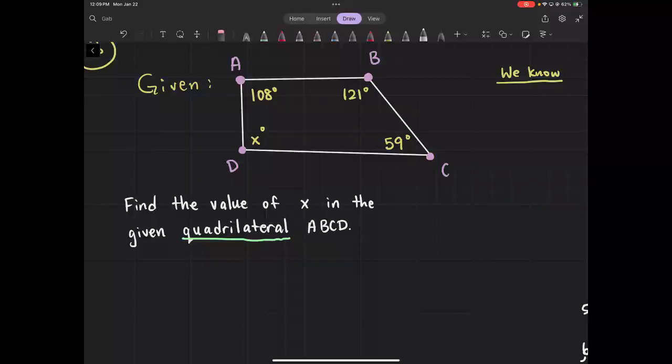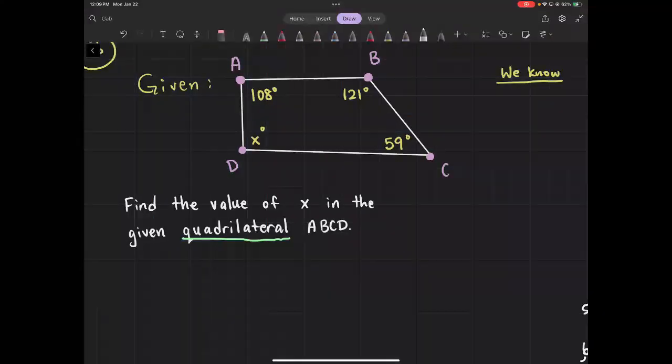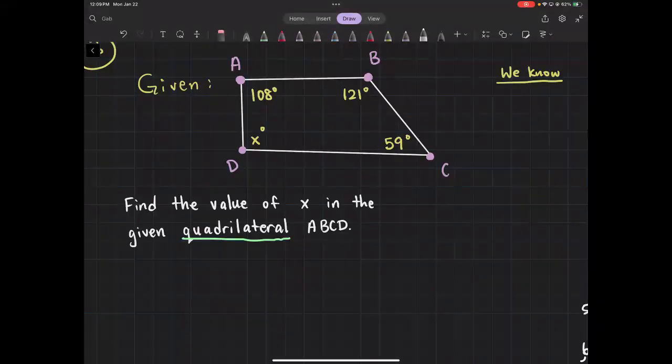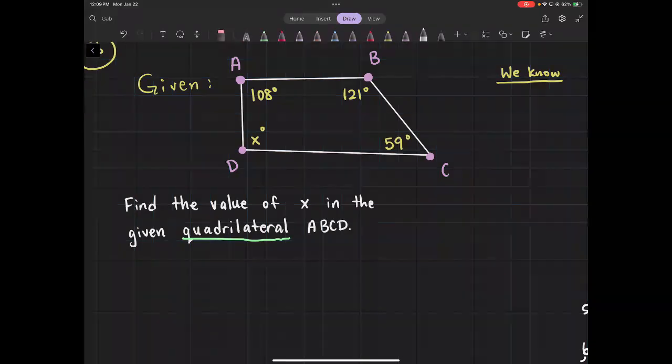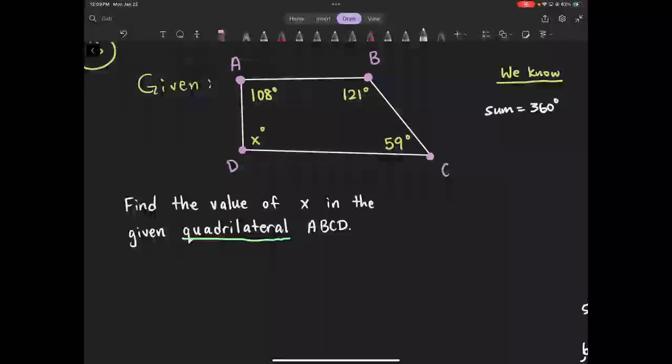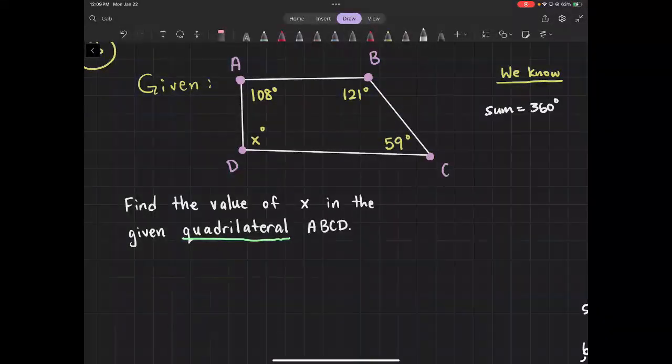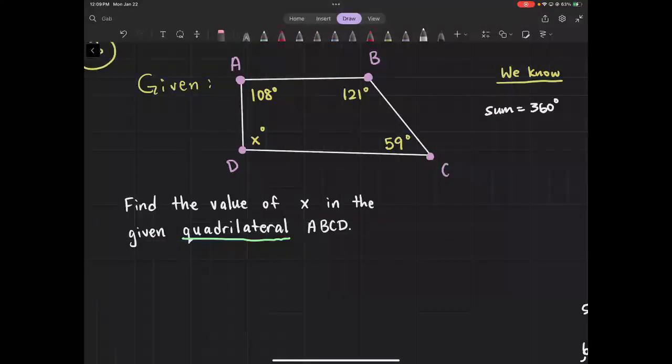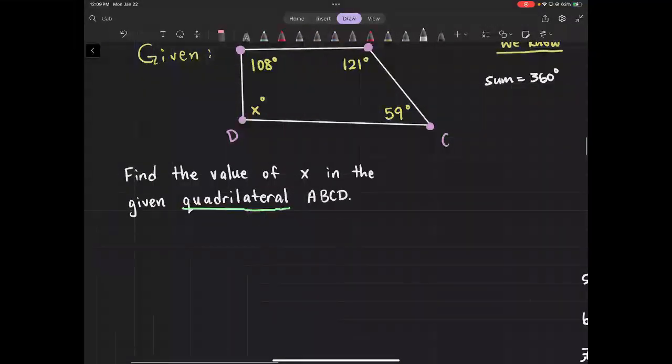Quadrilateral. What are the sum of the angles in a quadrilateral? 4 sides. 360. Okay, so you're gonna add up all the angles and you're gonna set it equal to. N minus 2 equals. No, you already know what it is, right? Yeah, we already know.